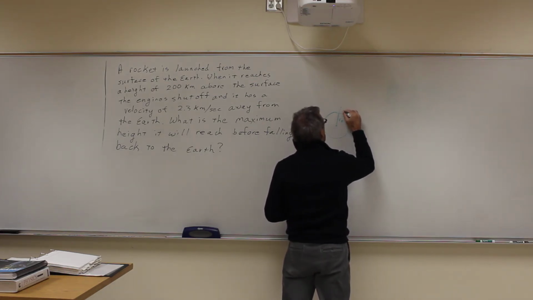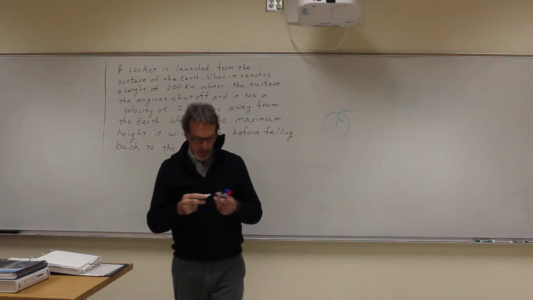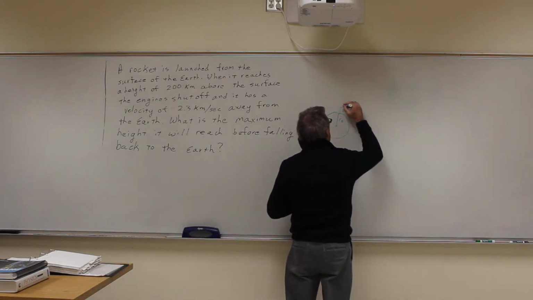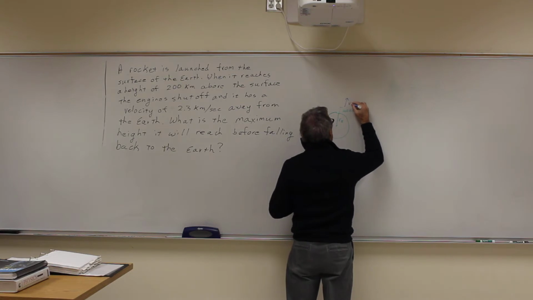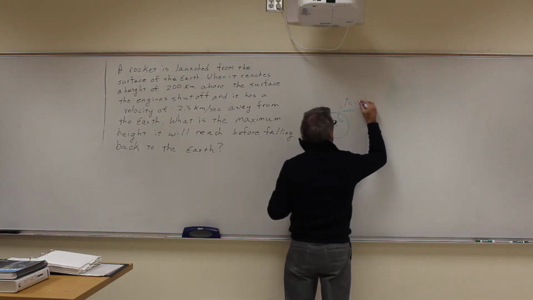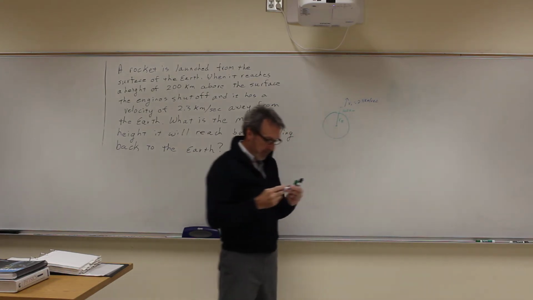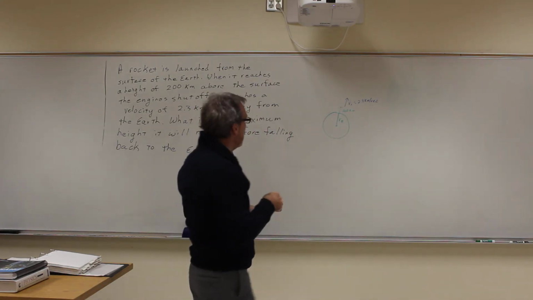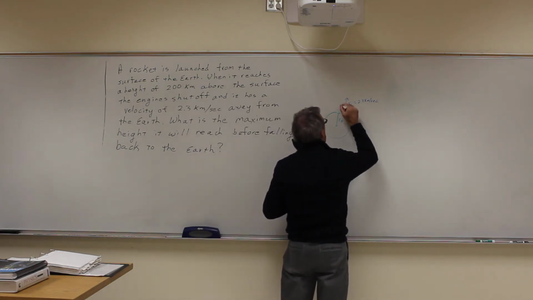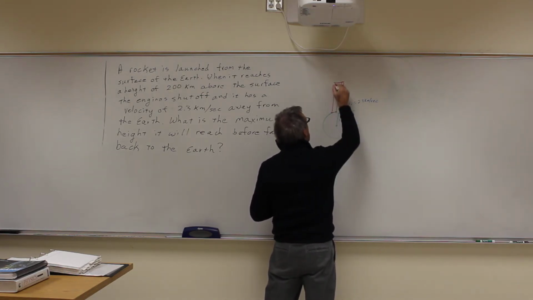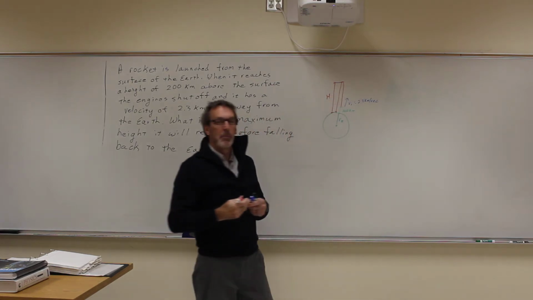When it gets to a point 200 kilometers above the surface of the Earth, its engine shuts off and it has a velocity going outward from the Earth. The initial velocity at that point is 2.3 kilometers per second. What we want to figure out is how far up this rocket goes before it falls back down to the Earth. So what we want to get here is the maximum height, h, above the surface of the Earth.